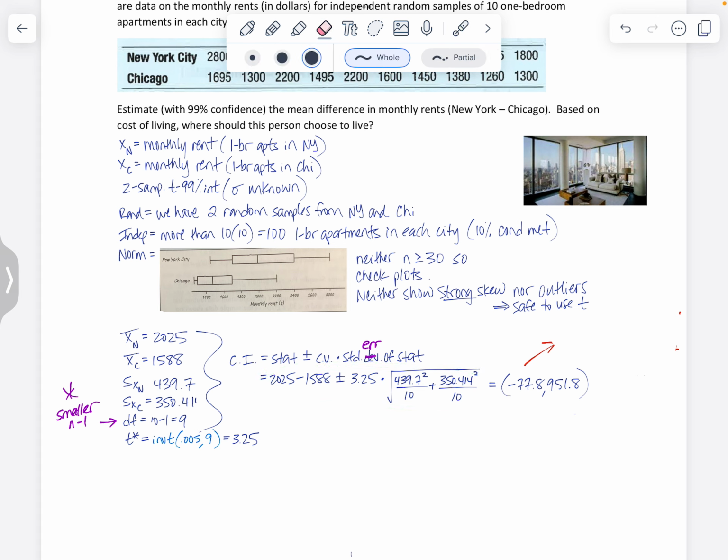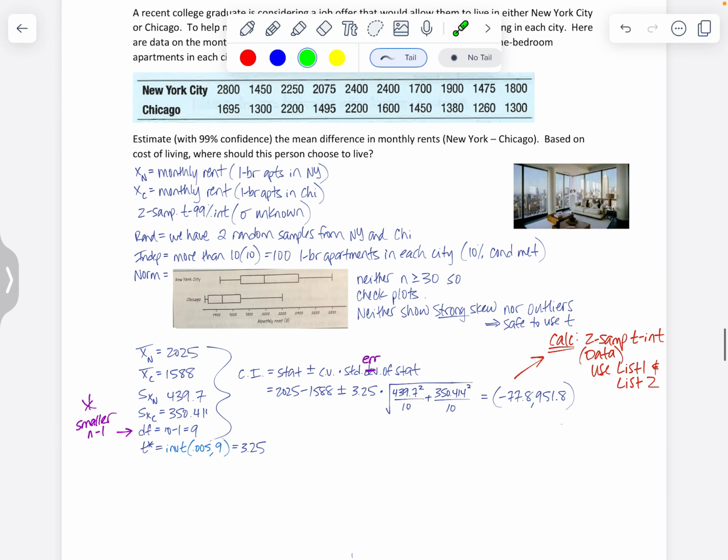So how are we going to type this in? Friends and family, make sure that your group members understand where to find 2samp t int. And here's what's weird: when you click on 2samp t int in the calculator, it asks you a weird question. It says, do you have the statistics or do you have the data? In this problem, we have both. Data means do you have like the list of information here? Which we do. You already typed New York into list 1 and Chicago into list 2. So when you hit data, tell it to use list 1 and list 2.